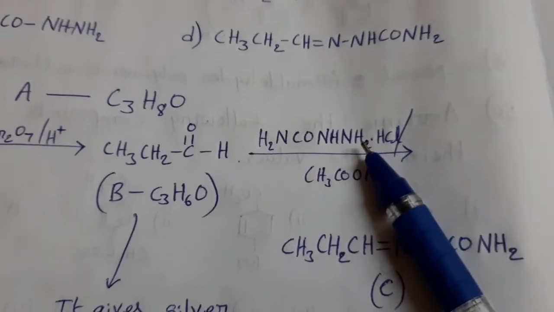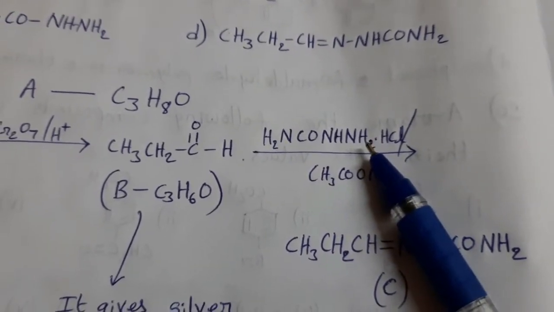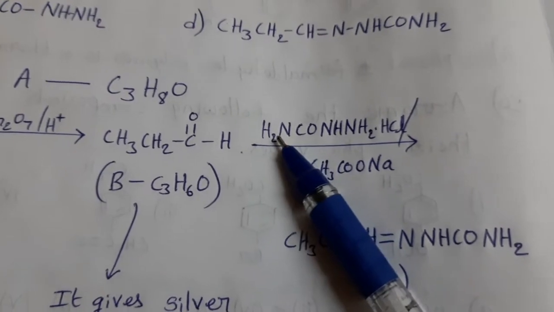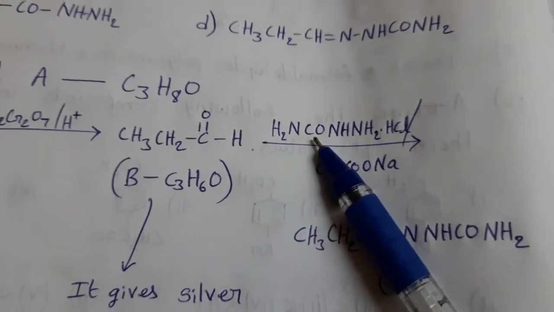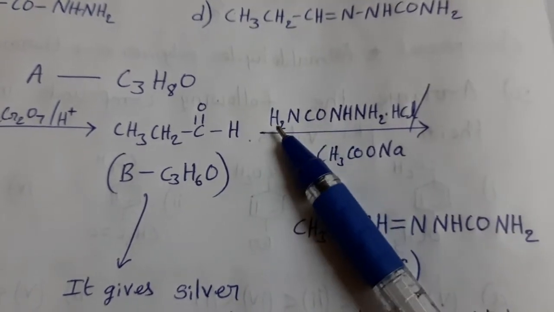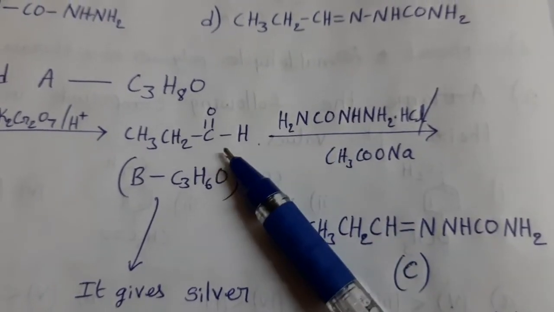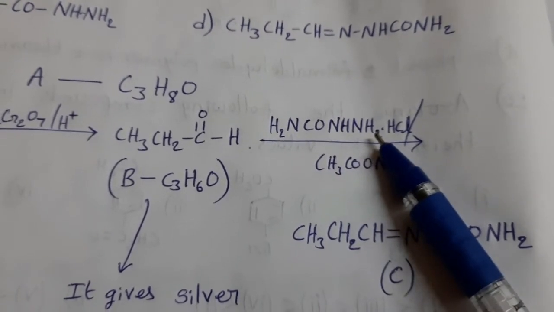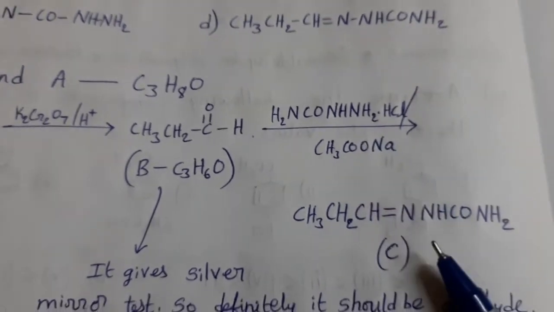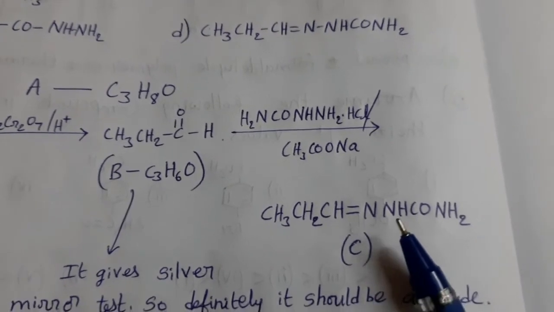Only these hydrogens are participating in the reaction, because this lone pair of electrons is involved in the conjugation of C double bond O. So these hydrogens do not react with this aldehyde. Only hydrogens present at this nitrogen are involved in the reaction and give this product.